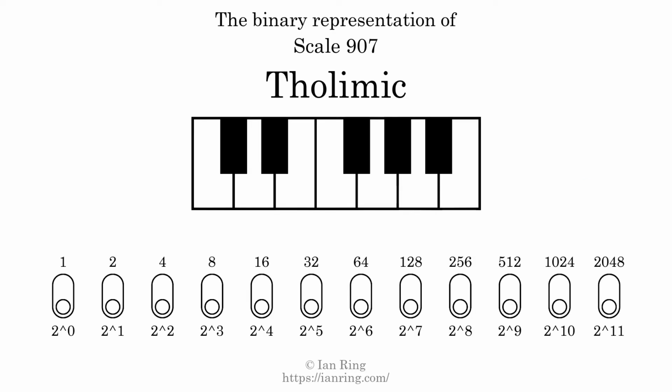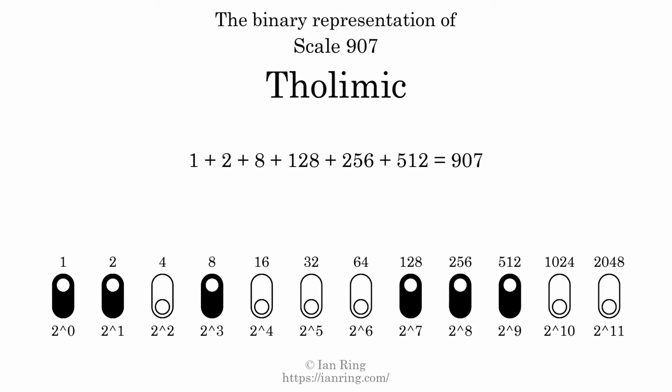The binary representation of this scale is determined by mapping tones of the scale to binary digits. Each binary digit represents a power of 2. To get the scale number, we add the powers of 2 together. The powers of 2 that are present in the scale, all added together, equals 907. That is why the scale number, in decimal, is 907.